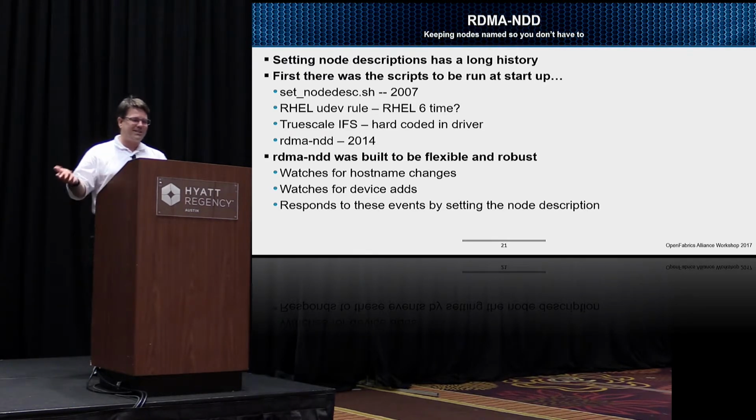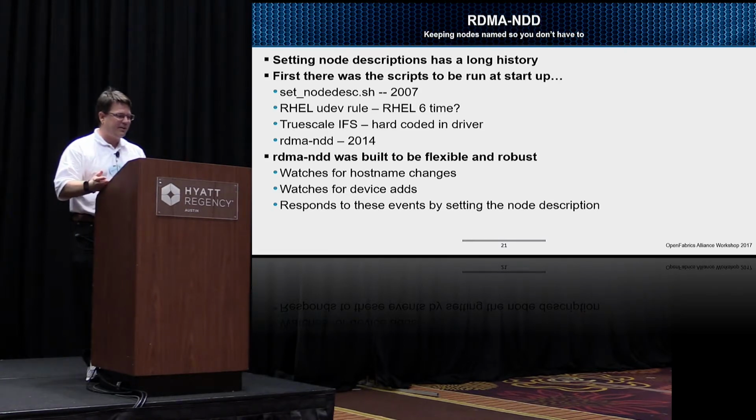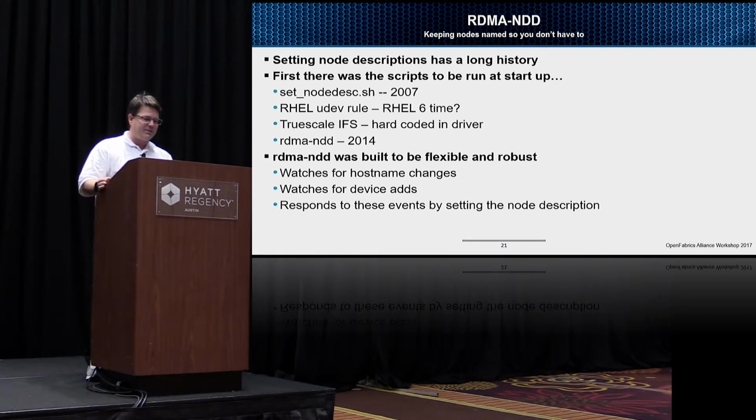So yes, and about the RHEL 6 timeframe, there were UDEV rules written to try to do this. The TrueScale IFS hard-coded this in the driver. And oh, I guess it was 2014, so geez, 3 years ago, I wrote rdma-ndd, and I threw it in InfiniBand diags. Unfortunately, I don't think it's really caught on, so I really wanted to get this out to this community especially. As I said, it watches for host name changes, automatically updates these things, watches for device adds, responds to these device events. It's configurable to either use the host name or not, to use the device name or not. I haven't thought of any other flags to add to the configuration, but if anybody has any ideas, I'm open to suggestions.